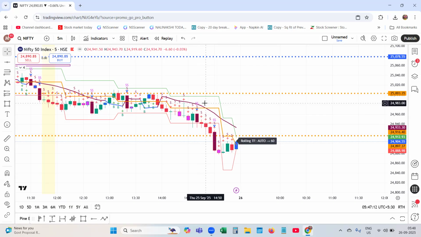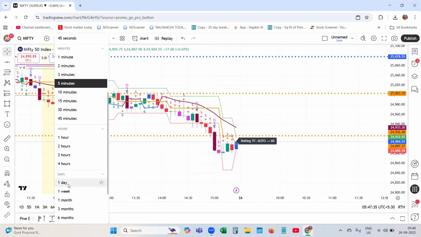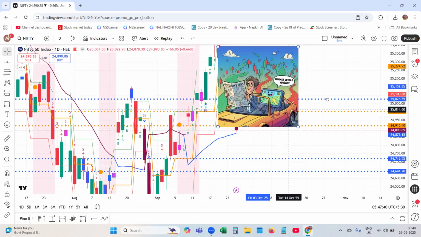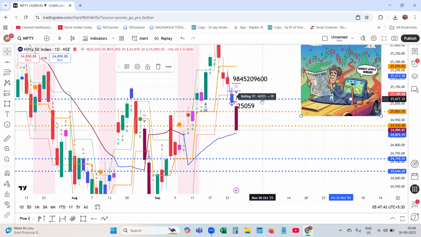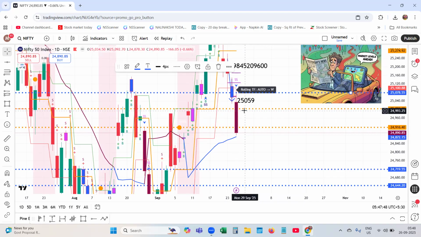So you need to understand the indicator thoroughly. This indicator is a complete trading system, not only for the intraday, it is also for daily and positional trades. For example, I am changing the time frame to the daily. Let us analyze. This may be my analysis for today. You can see it is a big wide range bar.